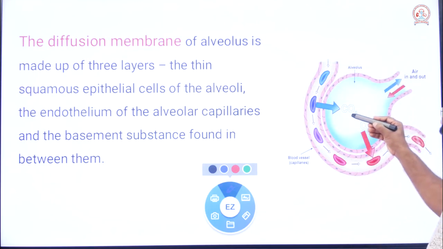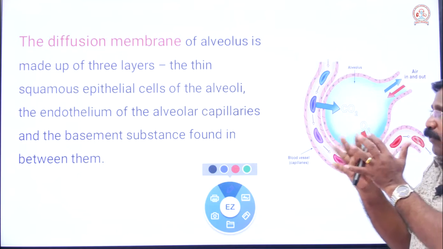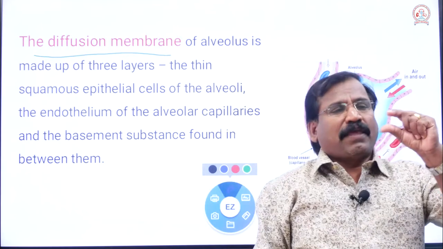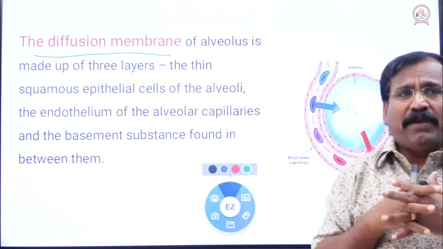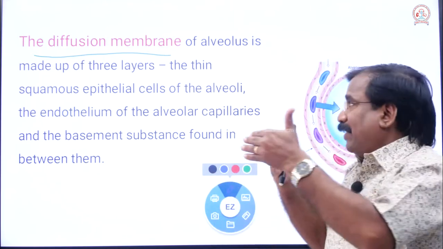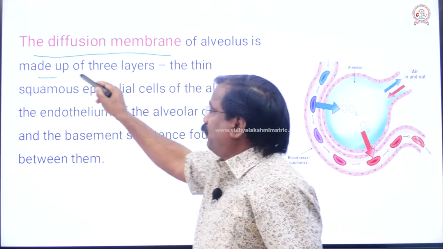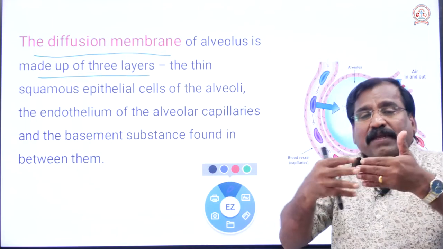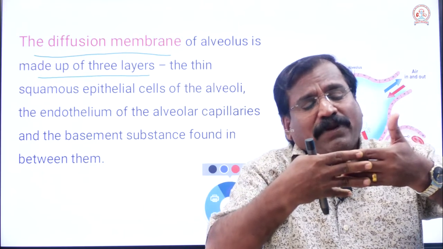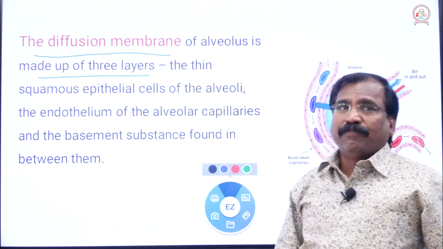Gases diffuse from alveoli to capillary. There is a system called the diffusion membrane, and the gases have to go across it. Collectively it is called the diffusion membrane, and it is made up of 3 layers. Very important. The gases penetrate through it. So which membranes does the gas diffuse across? They constitute the diffusion membrane.